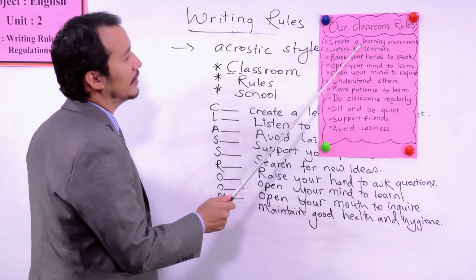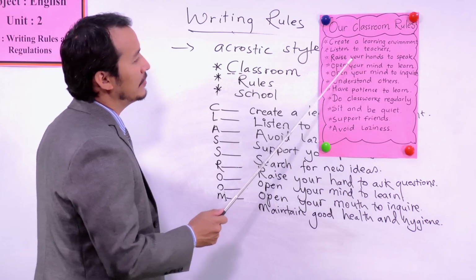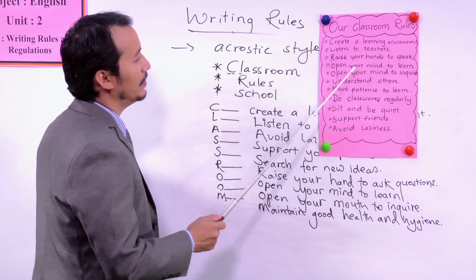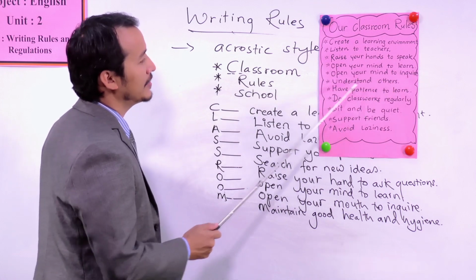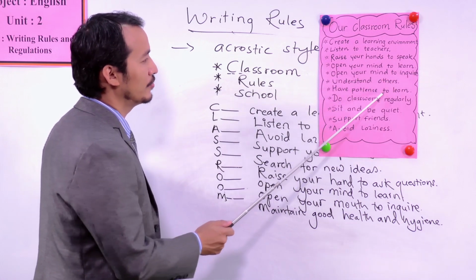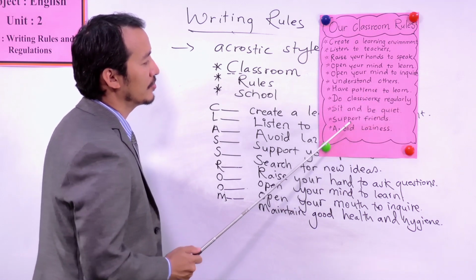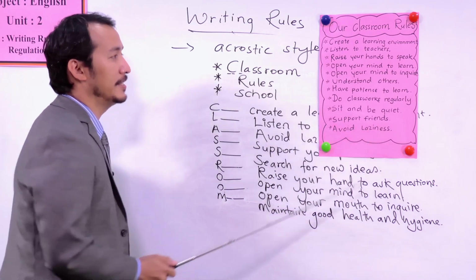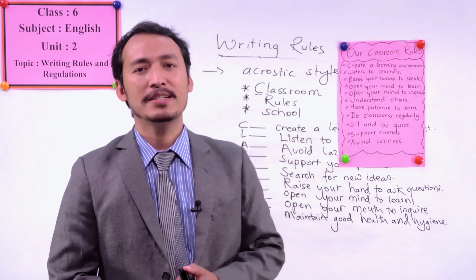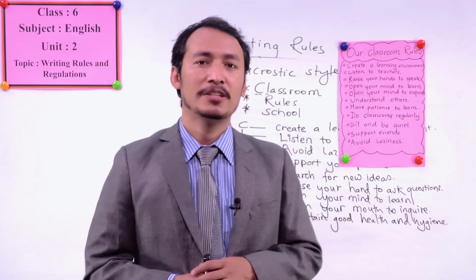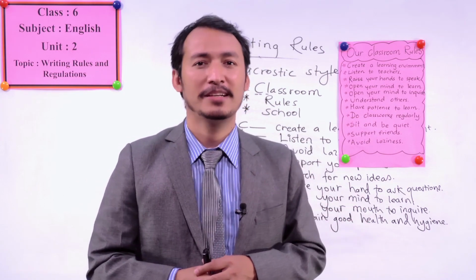So: create a learning environment, listen to teachers, raise your hands to speak, open your mind to learn, open your mind to inquire, understand others, have passion to learn, do classworks regularly, sit and be quiet, support friends, avoid laziness. So I have arranged the rules here from important to less important. Actually, they are all important. You can copy them and you can paste them in your classroom.